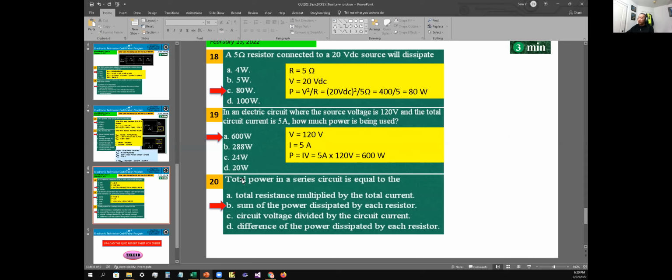Okay. Total power in a series circuit is equal to the sum of the power dissipated by each resistor. So the answer is B as in Bob for number 20.